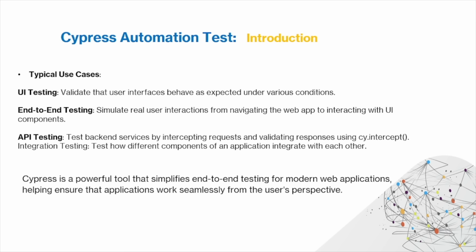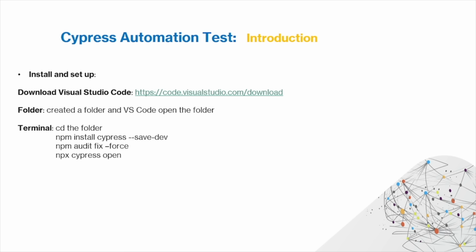So here's a brief introduction of how you can install Cypress. So for this project that we're going to show you today, first you're going to have to install Visual Studio Code, and then you're going to have to create a folder within VS Code, and then in the terminal, you'll have to install Cypress through npm. And these are the three commands that you use.